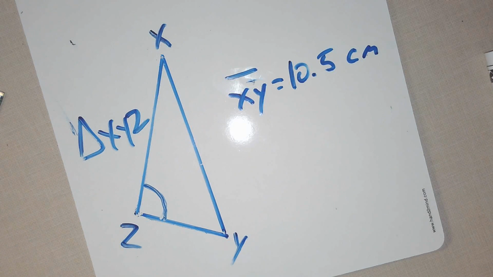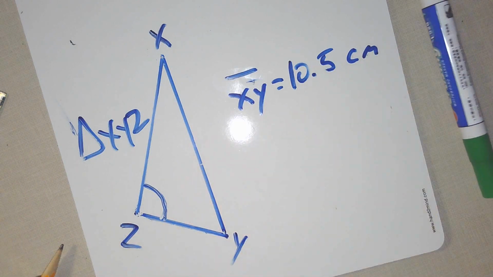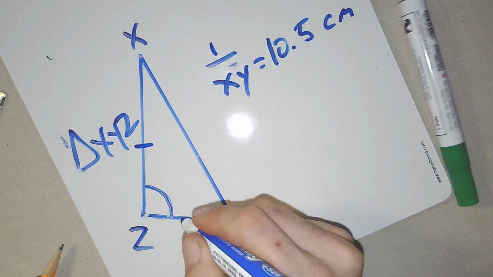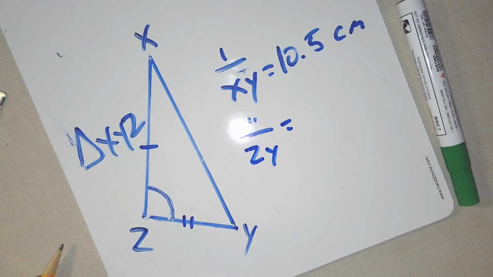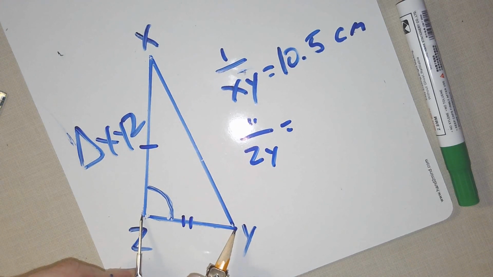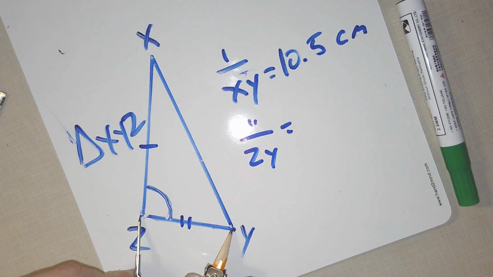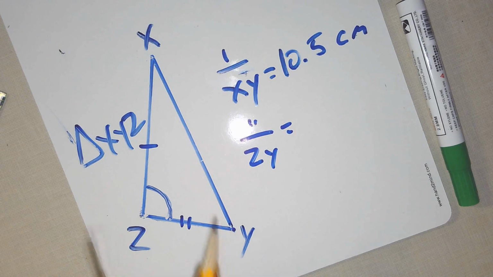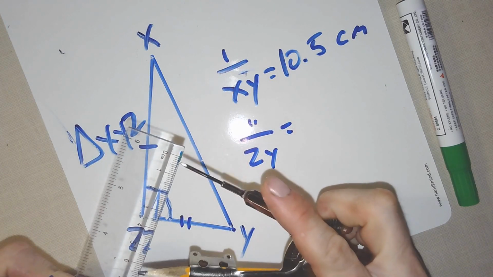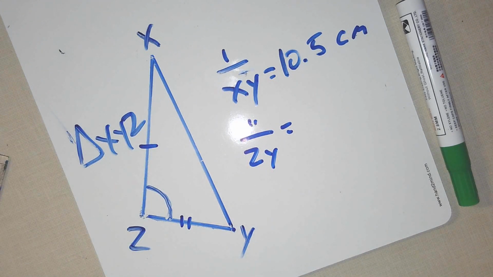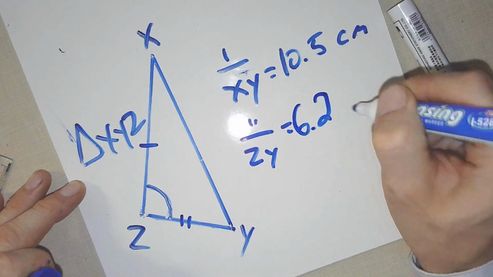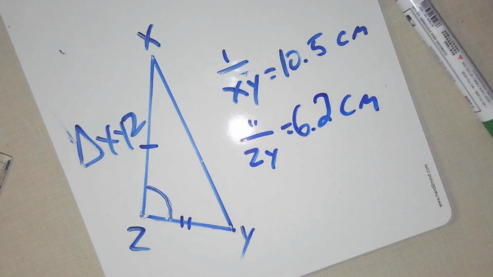And then Z to Y. This is my single hash mark, and my double hash mark line is Z to Y. Z to Y is going to be equal to 6.2 centimeters. And then I need my angle.